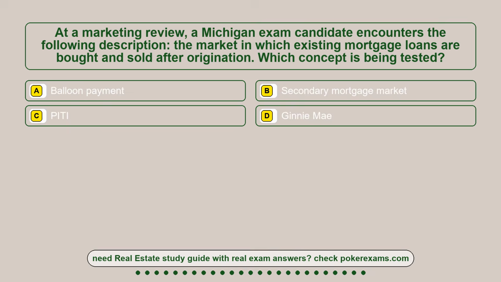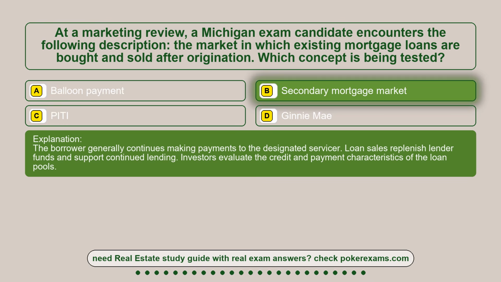At a marketing review, a Michigan exam candidate encounters the following description: the market in which existing mortgage loans are bought and sold after origination. Which concept is being tested? Option A, balloon payment. Option B, secondary mortgage market. Option C, PITI. Option D, Ginnie Mae. The correct answer is option B, secondary mortgage market.